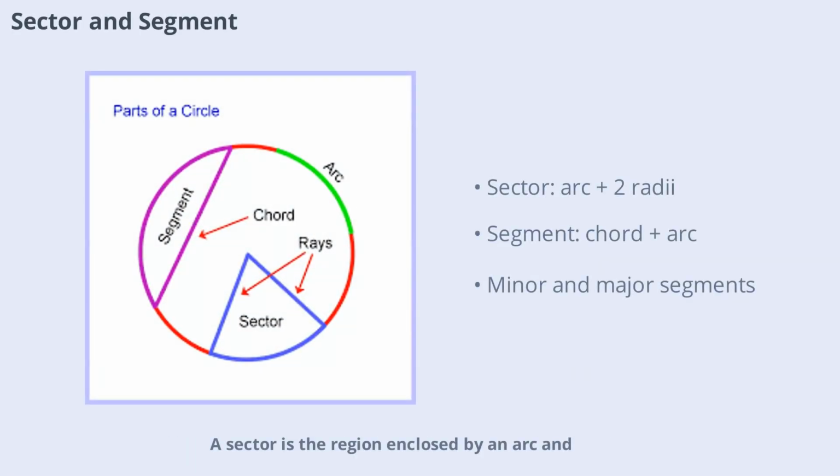A sector is the region enclosed by an arc and the 2 radii connecting the arc's endpoints to the center. Think of it as a slice of the circle. A segment, on the other hand, is the region between a chord and the corresponding arc. Segments are divided into minor and major depending on the arc they contain. These concepts are widely used in geometry and real-world applications.